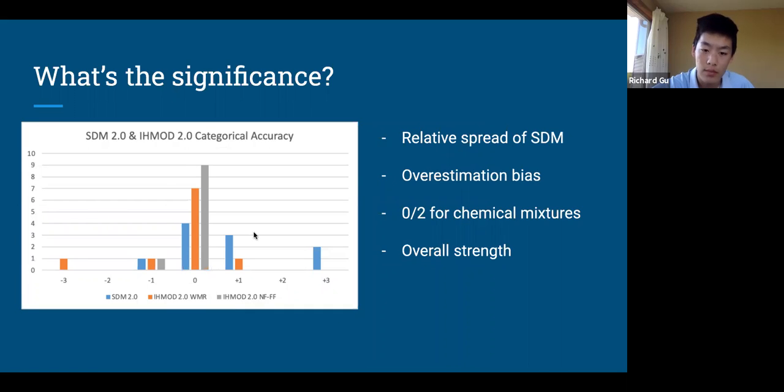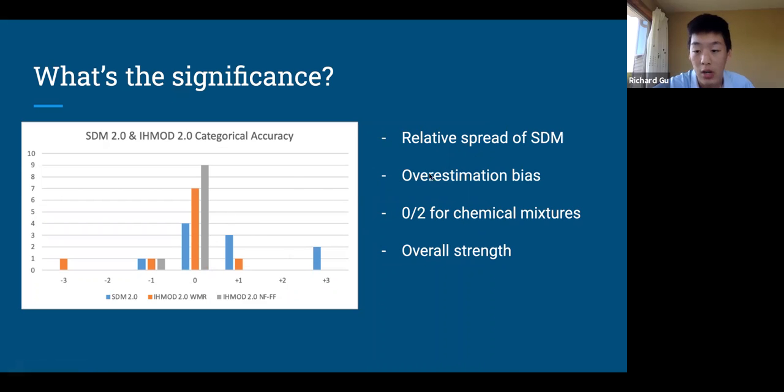Firstly was the relative spread of the SDM in the blue here. We can see that it's much more spread out than the other two. And this was due to the fact that, as previously mentioned, there was less scenario-specific information. So it's naturally going to be less precise.